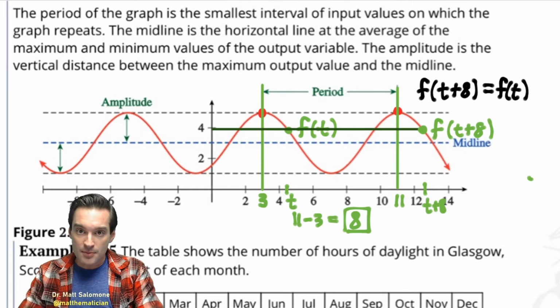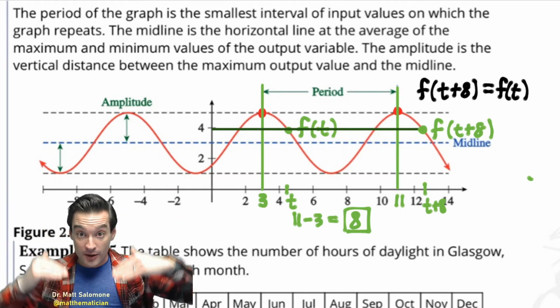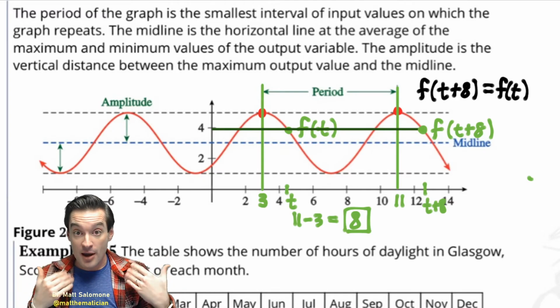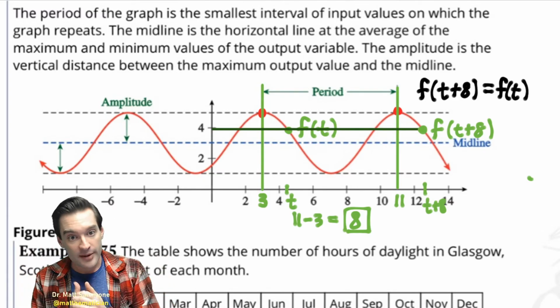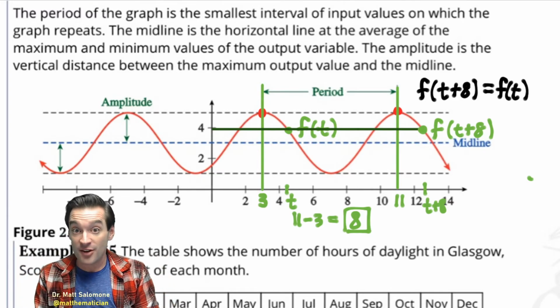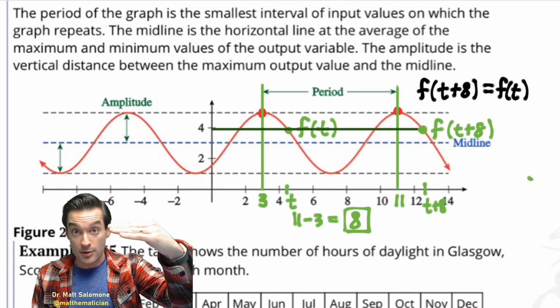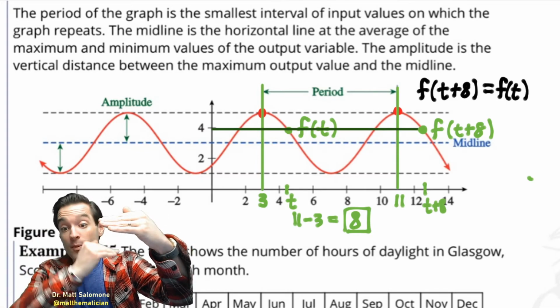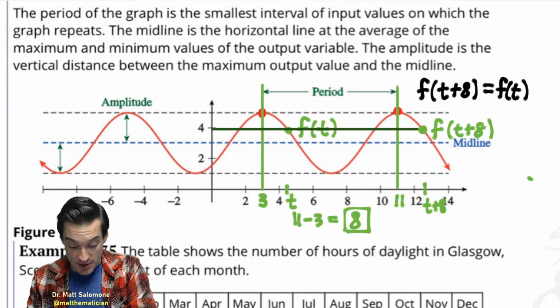Amplitude is a measurement of how far vertically up and down a periodic function is exploring. So it's defined to be half the distance between the maximum value that my periodic function takes and the minimum value that my periodic function takes.